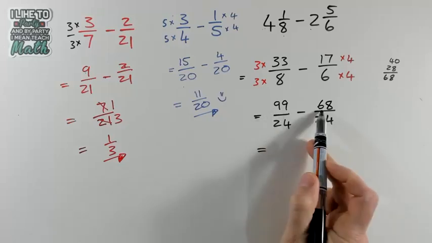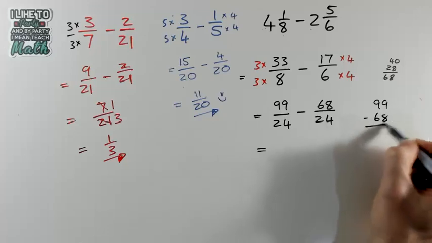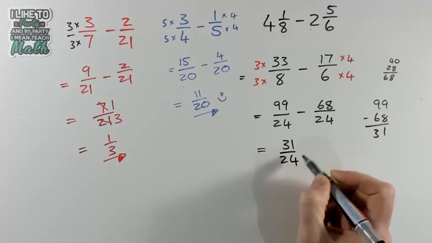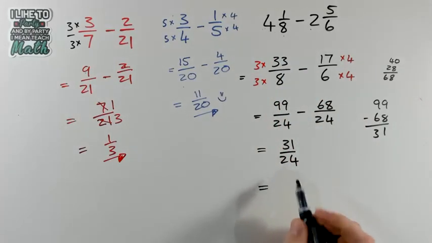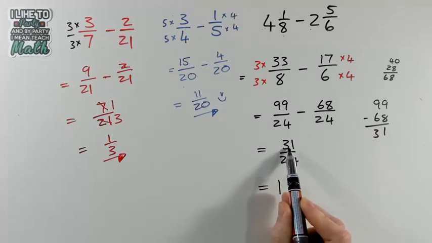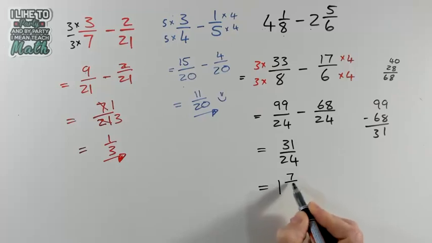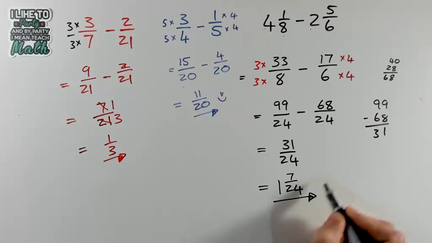So 99 minus 68, you can do it without your calculator. 9 minus 8 is 1, 9 minus 6 is 3, so we get 31 over 24. We did start with mixed numbers, so I'm going to end with mixed numbers. I know that's going to be 1, and 24 can go into 31 once, and what's left is 7 over 24, and 7 doesn't go into 24, so this is going to be our final answer.